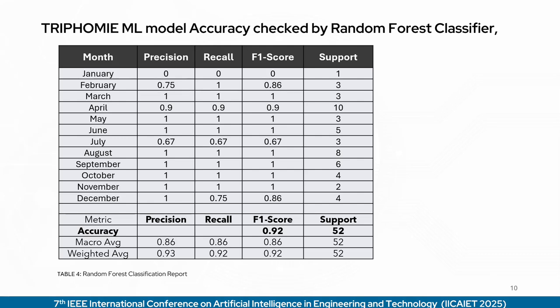Some months like February, July and December show slightly lower results, mainly because of the small number of samples available in those months. Overall, the model reached an accuracy of 92%, with a macro average F1 score of 0.86 and a weighted average of 0.92. This means the model is highly reliable when making predictions about the best travel periods.